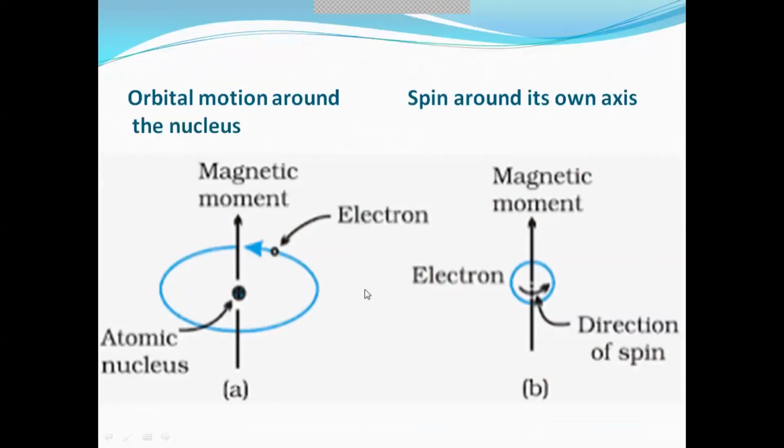In this picture, you can see the electron revolving around the nucleus. And in the second picture, you can see the rotation of the electron by itself in one particular spin direction.